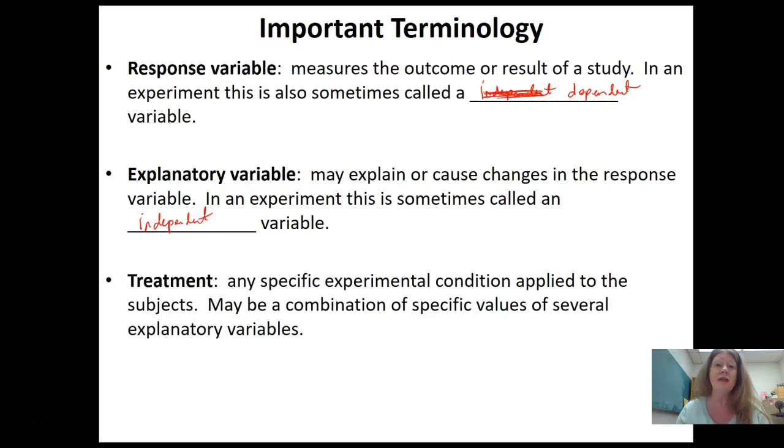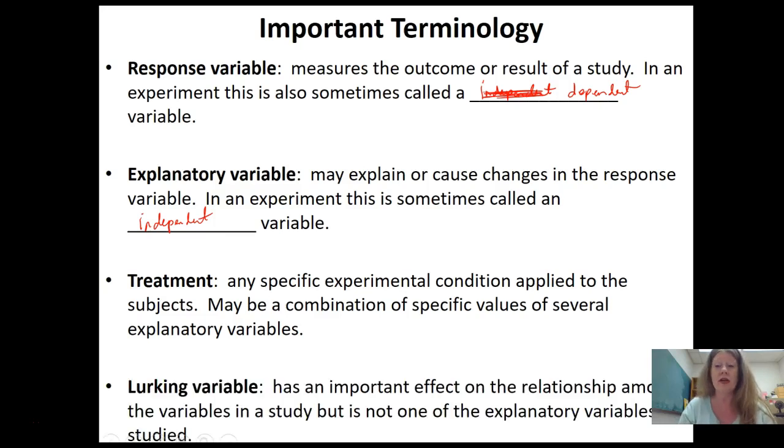There's also this idea of treatment. So a treatment would be an experimental condition that's applied to subjects. It could be that maybe we have one particular explanatory variable and we might call that a treatment. We could have a combination of different explanatory variables and that's our treatment. So we'll see some examples of these things as we go along in this set of lecture videos.